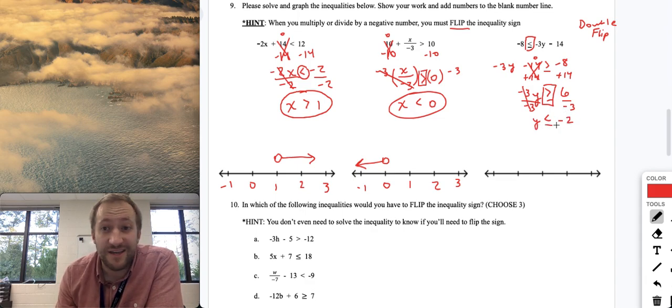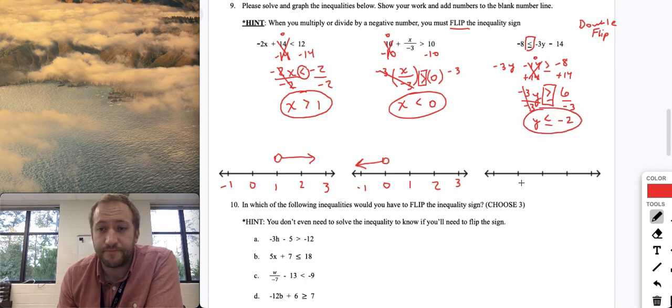You know what's interesting? We had to flip it twice. All right, we started here. We flipped it once to get here. And then we flipped it again to get back to where we started from. All right, we had to flip it twice. And we're actually just back to where we started from. So y is less than negative 2.